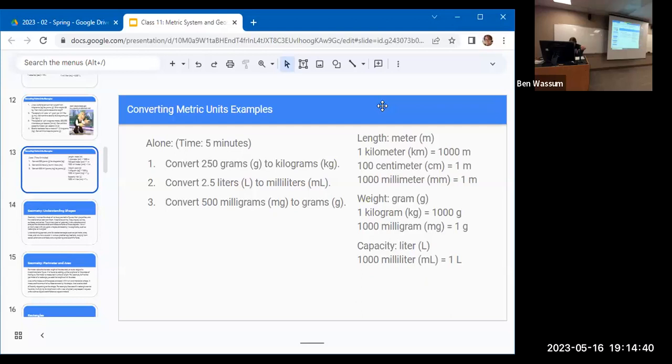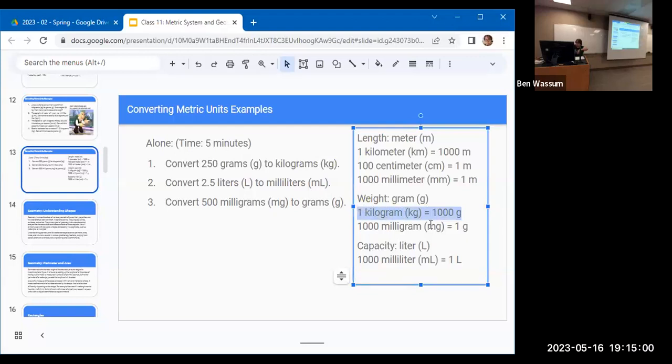1 kilogram has 2 point something. What was that, sorry? 1 kilogram. Kilogram? Yeah. Thousand. It's 1,000 grams. Yeah.